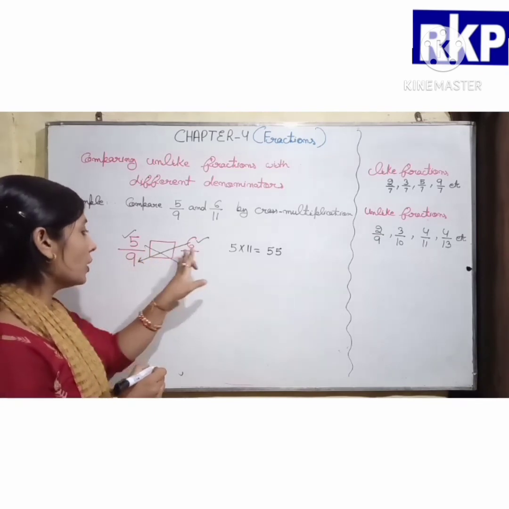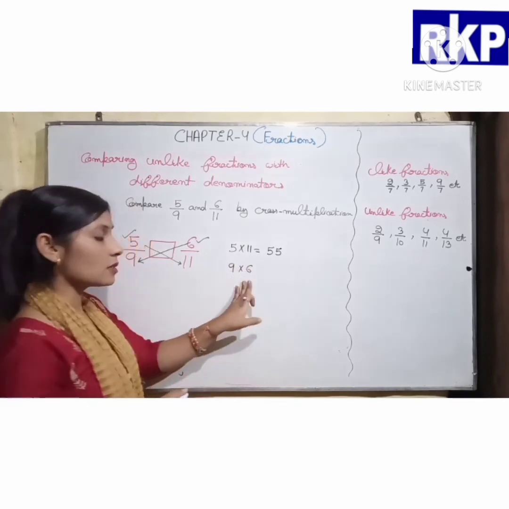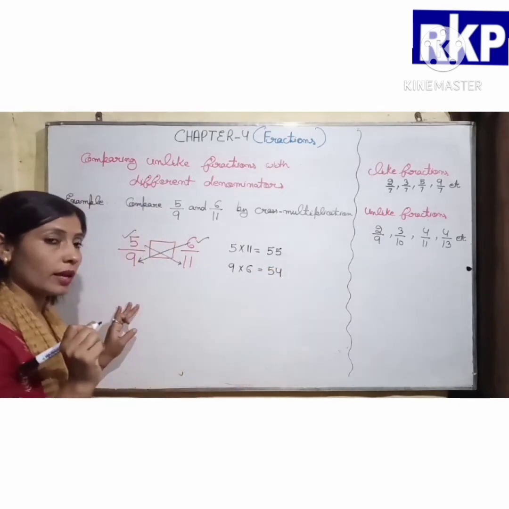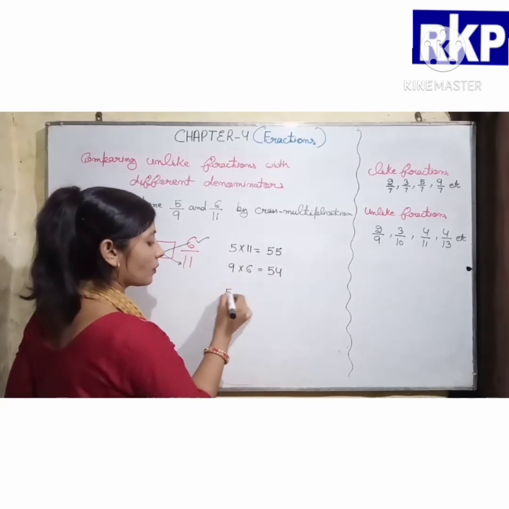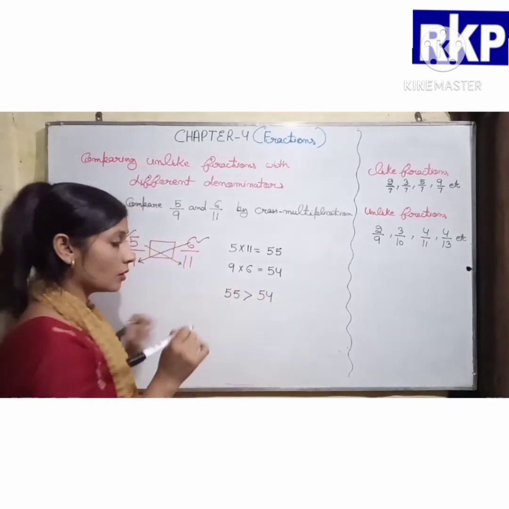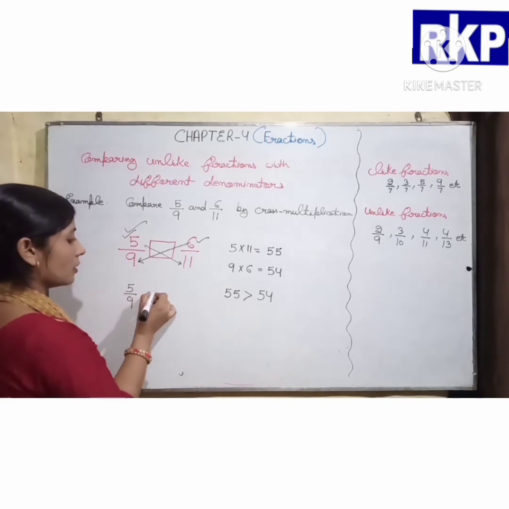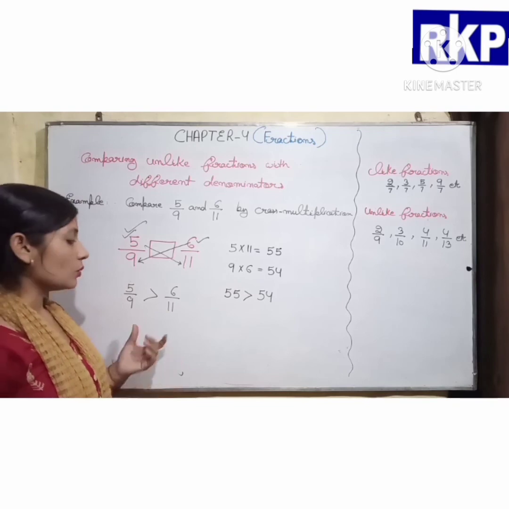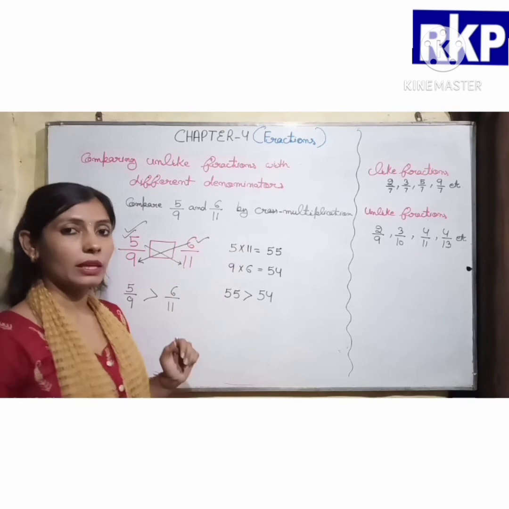And we have to multiply the numerator of the second fraction with the denominator of the first fraction. So here, beta, 9 multiply 6, or you can write 6 multiply 9. 9 6s are 54. So here you can see 55 is greater than 54. So 5 by 9 is greater than 6 by 11. Like this you can compare two fractions by the cross multiplication method.